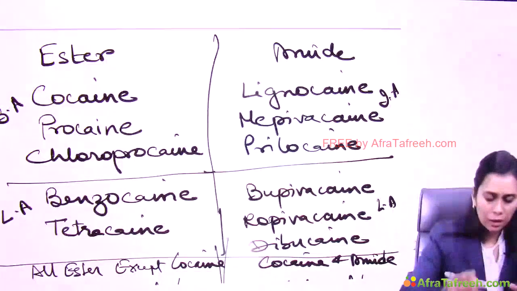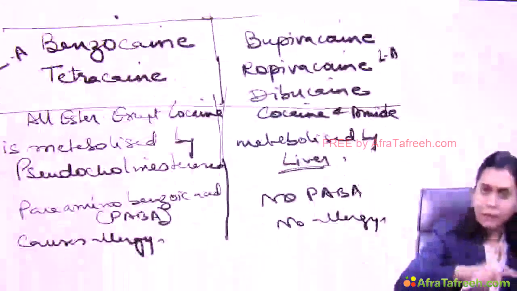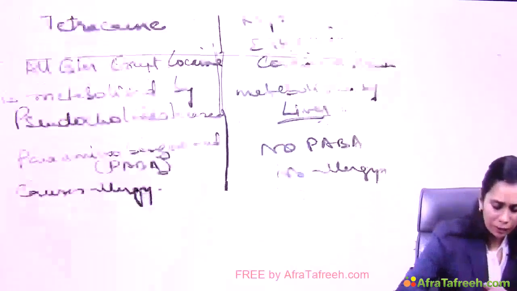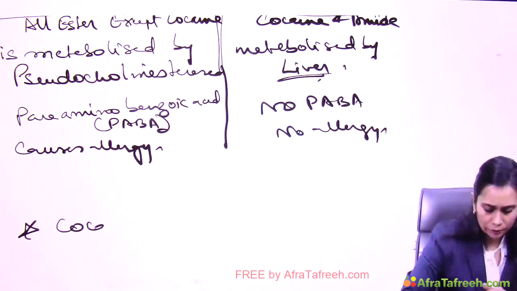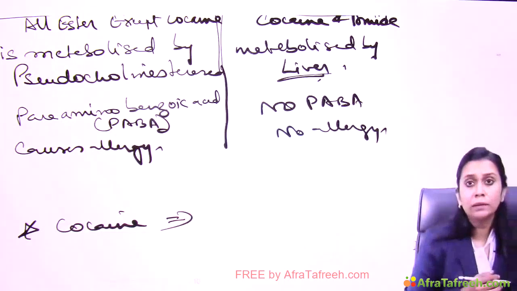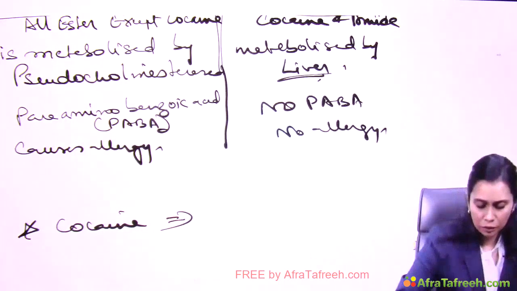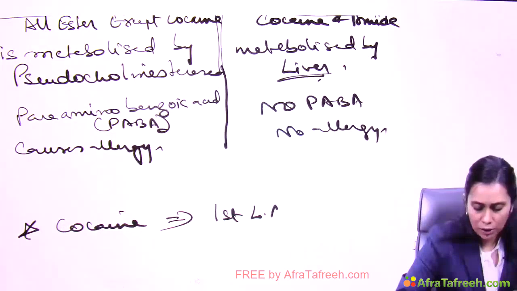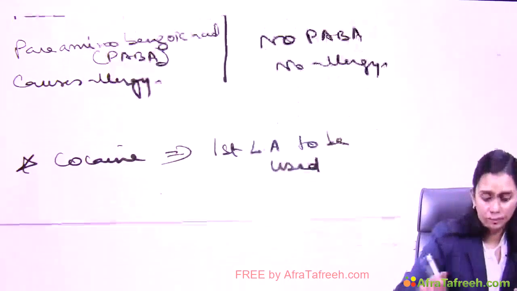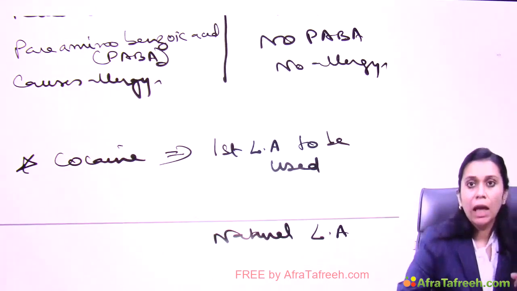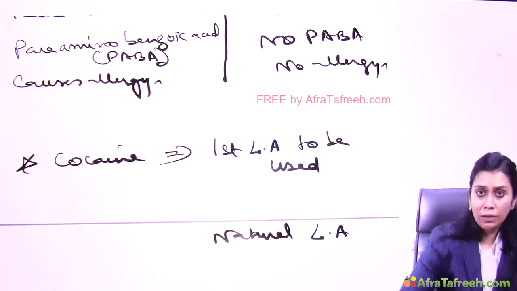Okay. Now let us start with the first drug, that is cocaine. What are the points of cocaine, clear from the chart? It is short acting, it is ester, and it is the exception in this group, being metabolized by liver and causing no allergy. Right? What extra point do we need to talk about cocaine? Guys, cocaine is a coca plant extract. It's a natural LA and the first LA to be used clinically. It was first used for ocular surgery. It's the only natural LA, and it is metabolized by liver.